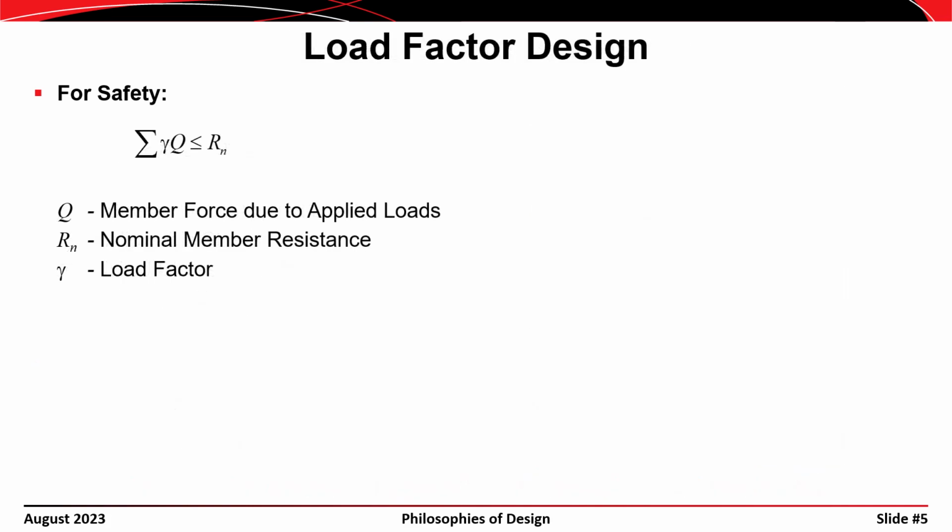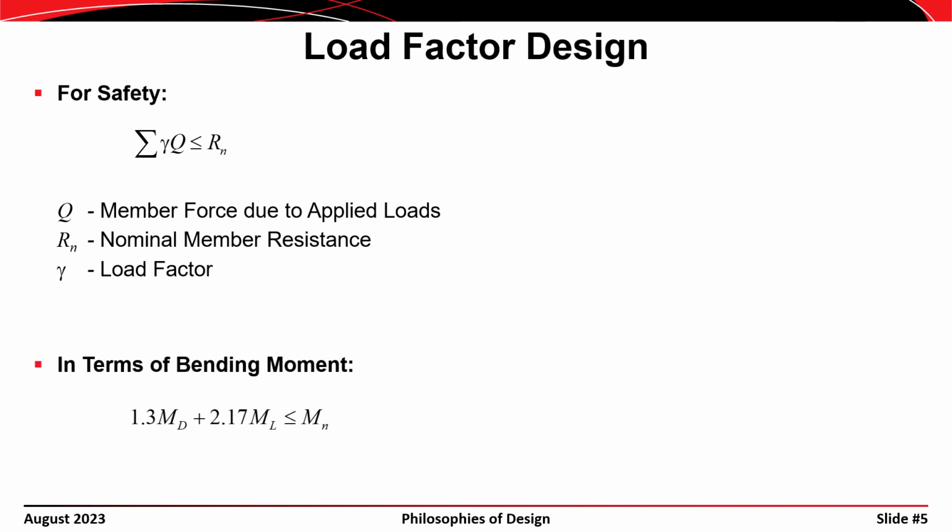Okay, and then the second one is load factor design. And for safety, we have to make sure that the sum of gamma times Q is less than or equal to R sub n. In this case, gamma is a load factor, Q is a member force due to the applied loads, and R sub n is a nominal member resistance.